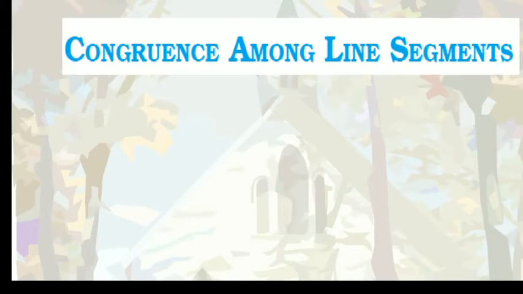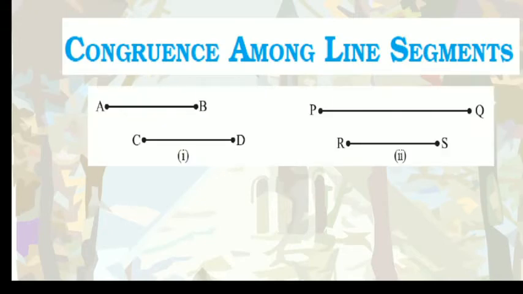Now next we have congruence among line segments. Now line segments, how do we say that line segments are congruent? We are not talking about lines here because lines can be extended infinitely on either side. But we are here talking about segments. Segments are part of the line which has a definite measure. The definition of a segment: a definite measure.